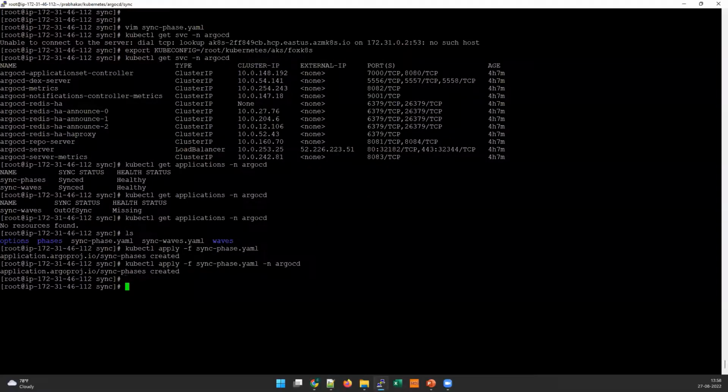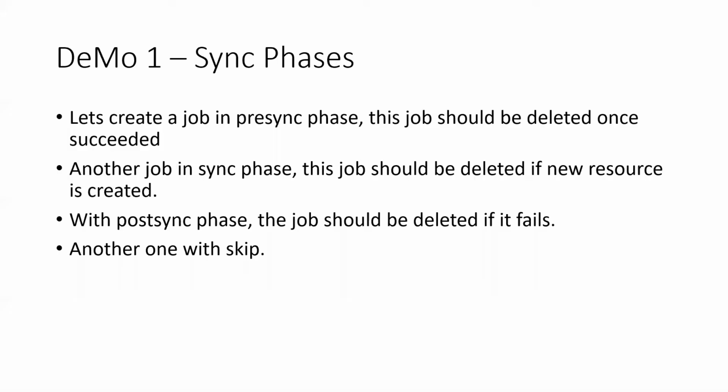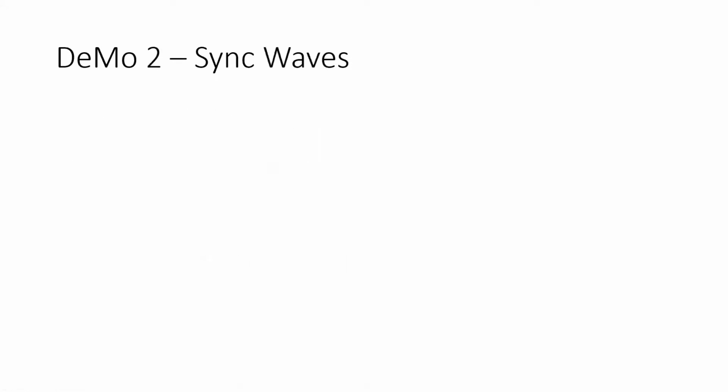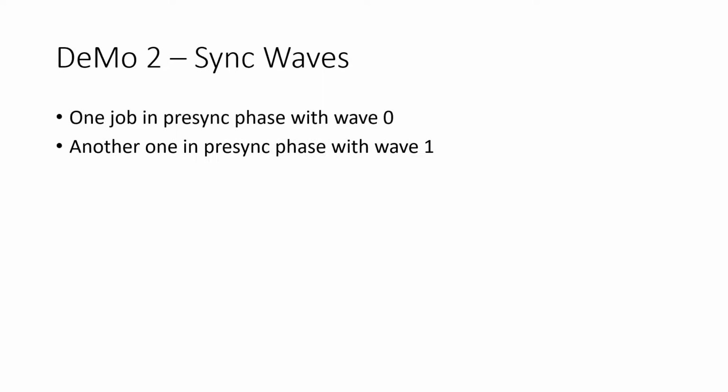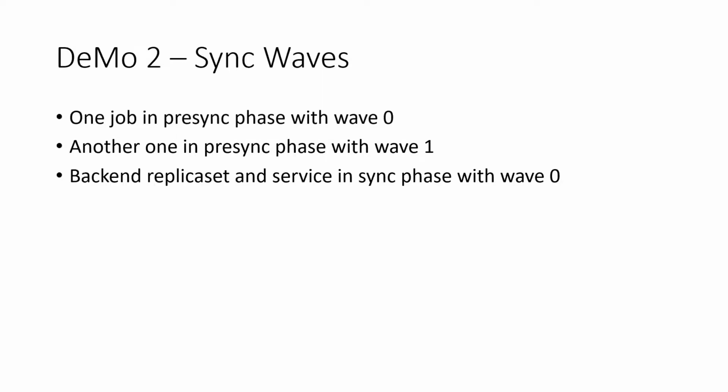So what are we going to do now? Quickly, let's see what we are going to see on the delete waves. In demo 2, we're going to create one job with a pre-sync phase and wave 0, and another one with wave 1. And then we're going to create a replica set and services in the sync phase and wave 0.